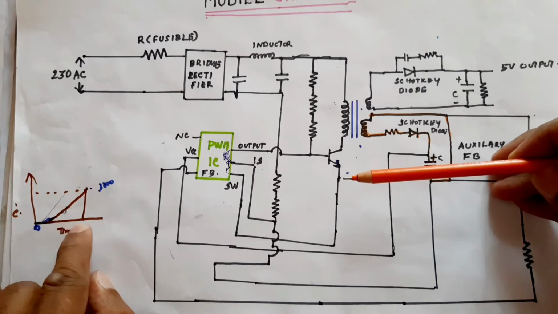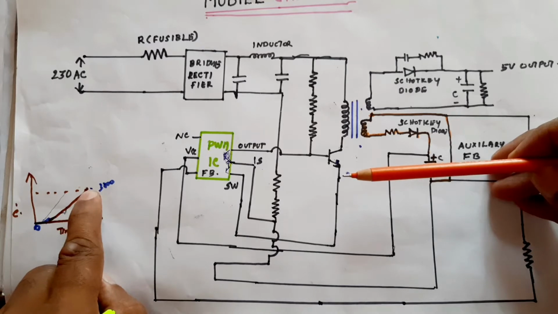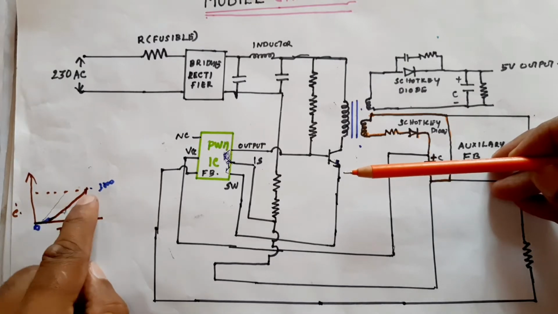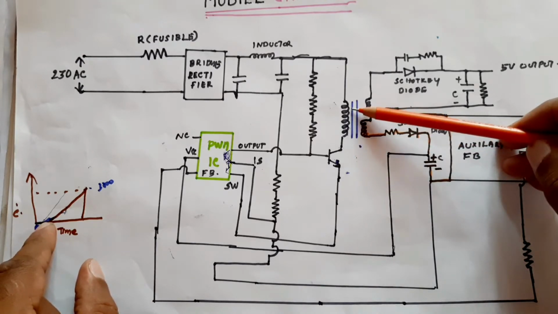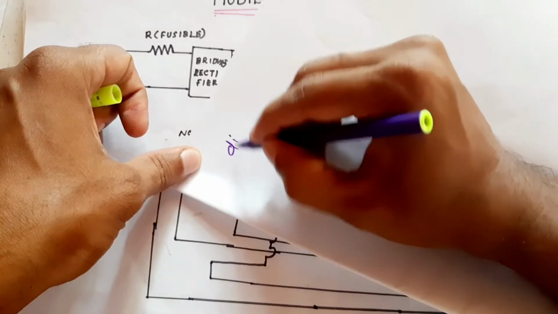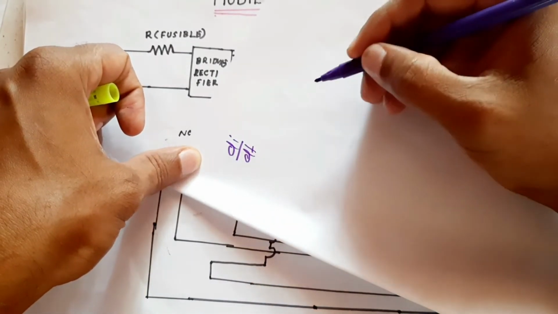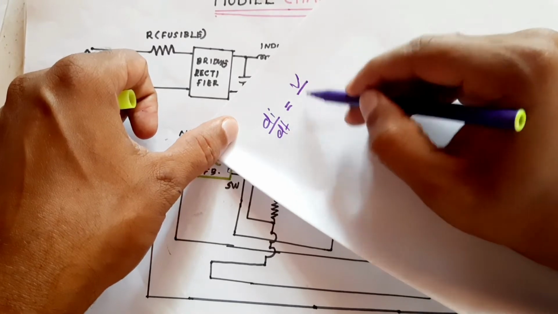That means, let's say this is 10 microseconds, and in 10 microseconds, if we reach a 3 ampere current, then this primary inductor should have a certain value. This we can get from the equation di/dt. di/dt is equal to V/L.